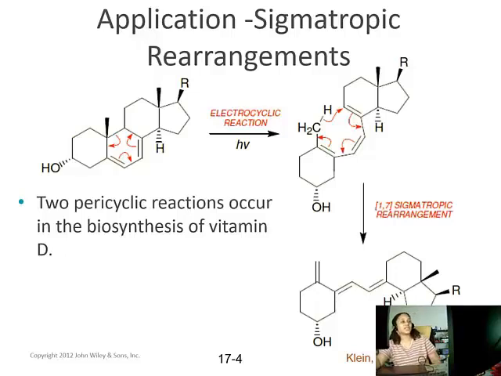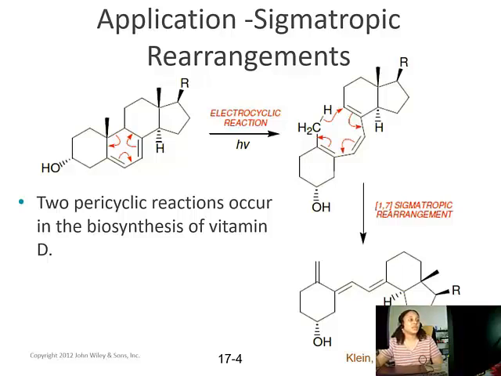Here's an application of the sigmatropic reaction that I mentioned before. Vitamin D, essentially how it works, is that you have a pericyclic reaction, actually two of them. We have a sigmatropic reaction happening, and we have an electrocyclic reaction happening. We see that we actually open up the ring in light, and then we do some rearrangement. So we do a sigmatropic rearrangement, and that's what's happening when we biosynthesize vitamin D in the body: these reactions are happening as a consequence of light.